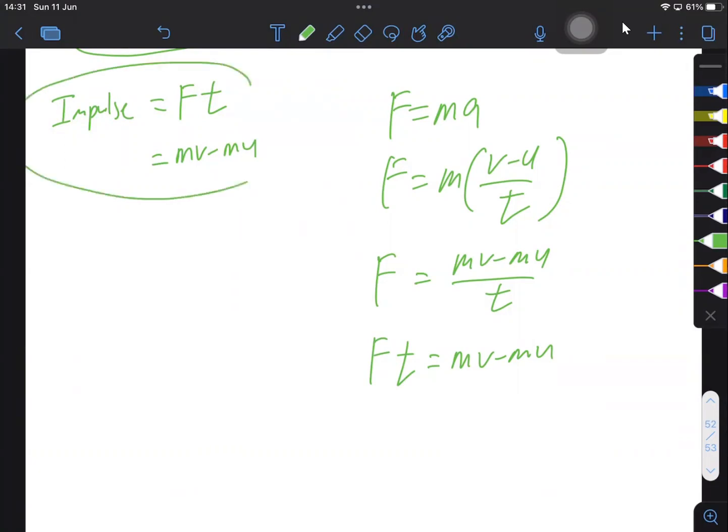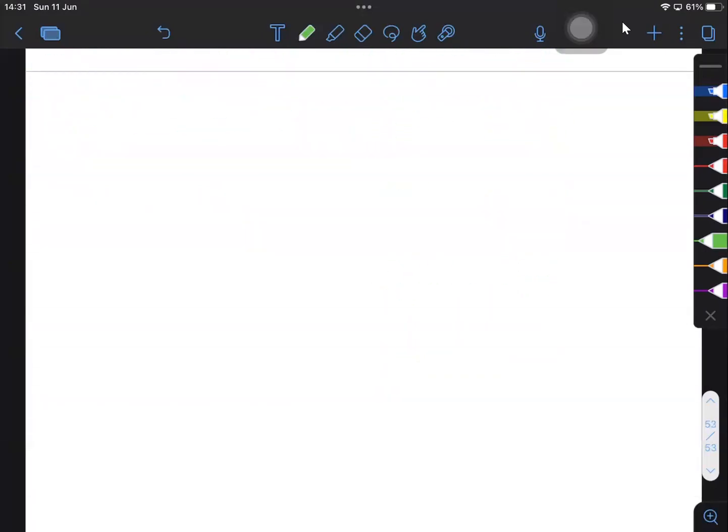Don't have to memorize this. Once again, you can get it from your F equals to ma formula, in the case that you forget. Okay. And what else do you need to know? Okay, talk about the principle of conservation of momentum.